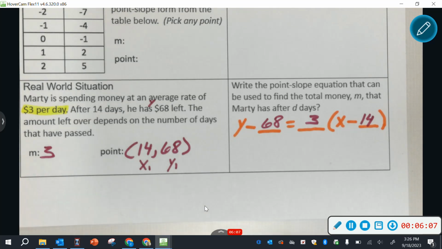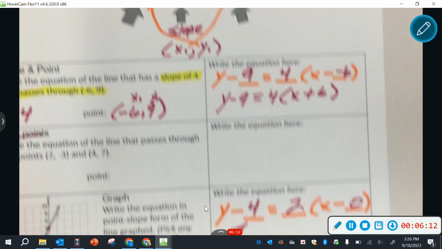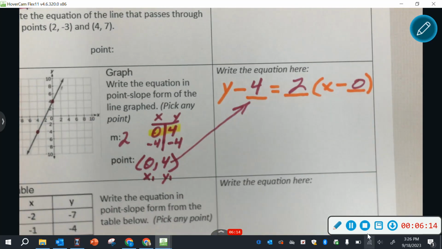Alright. Also, now once you complete these two, make sure you flip it over and you're going to complete the practice on the back. Thank you.